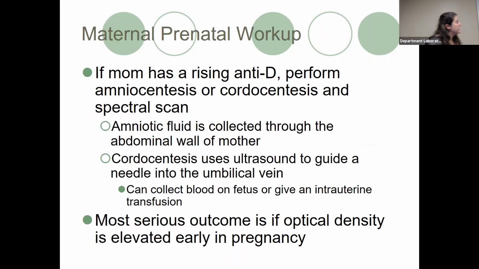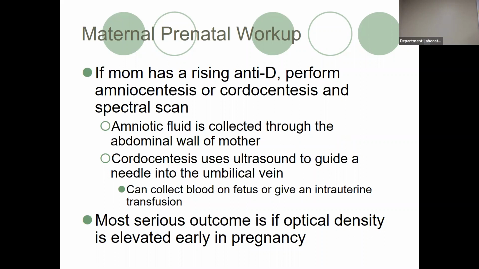So if in blood bank testing we reveal that mom has anti-D and her titer is demonstrating a twofold increase, usually what the clinicians are going to do at that point is an amniocentesis or a cordocentesis. We need to measure the amount of bilirubin being produced from this cell hemolysis. In amniocentesis, they take the amniotic fluid by inserting a needle through to the amniotic sac and drawing some fluid.